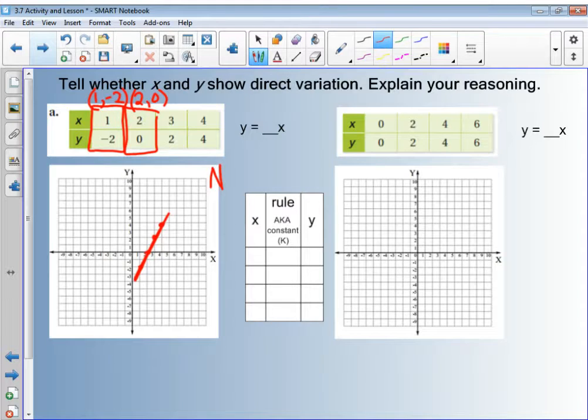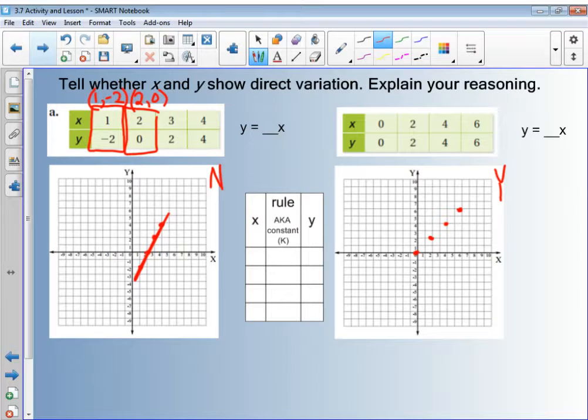If we plot this out, we go over to 0, up to 0, so we can see it's already passing through our origin. Over to 2, up to 2, over to 4, up to 4, and over to 6, up to 6. We also have our straight line, so this would be a yes. It is showing us a direct variation.